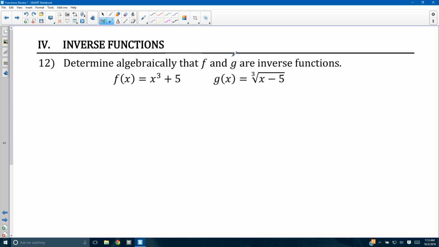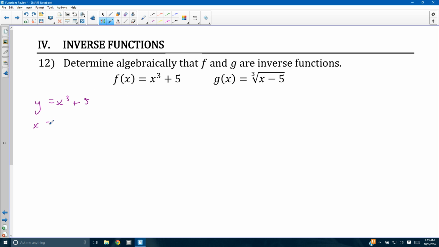Determine algebraically that f and g are inverse functions. There are a couple ways we can go about this. I'm basically just going to take f of x and take its inverse. Then I'll take g of x and take its inverse. And finally, I'll take f of g of x and g of f of x and show that I get x out. So 4 different ways you could show how to do this, and I'll go through all of them very quickly.